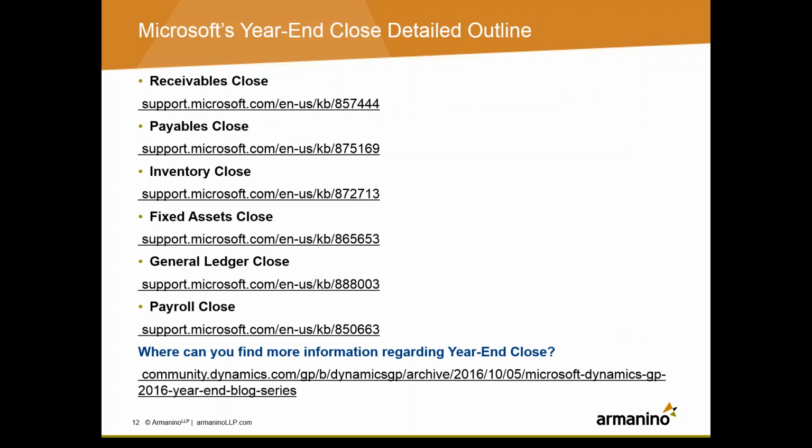Here are the links to the individual module closes. Again, they're listed in the order that we propose that you close your modules within GP. Each one of these will tell you how to prepare, what to print out, what you'll be looking for, and the actual close process for each of the modules. So it's in more detail than what we'll be going through today. And then note at the bottom there's a blog series that Microsoft puts out and regularly updates to also give you additional information.